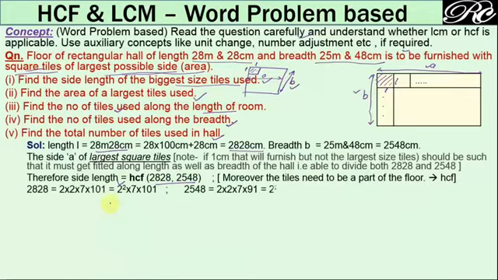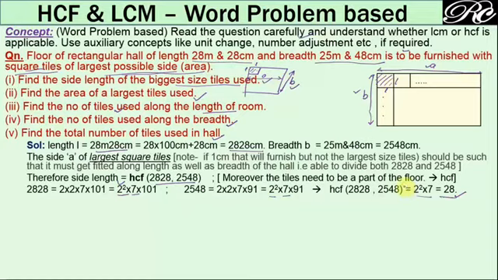And by prime factorization, we can calculate it very easily. 2828 is 2 square into 7 into 101. And 2548 is 2 square into 7 into 91. Here we are getting the highest common factor as 2 square and then 7 also. So HCF is 2 square into 7, it is 28. So this 28 centimeter is the length of the edge of one tile.